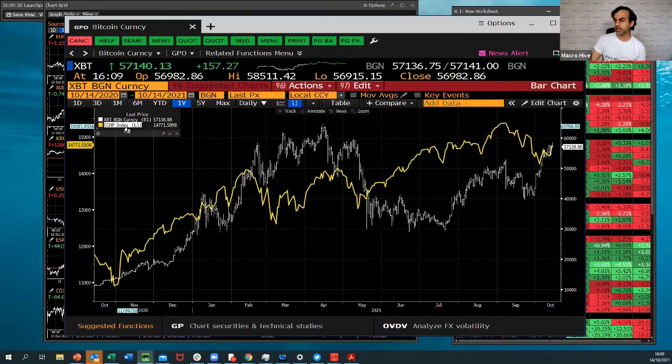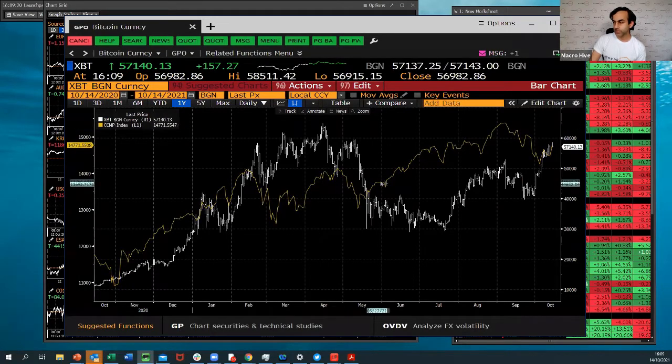So you see that in general, they kind of move together, but not perfectly. So for example, June, July, NASDAQ was rallying quite significantly, but Bitcoin was not rallying. It was initially weakening, and only later did it start to rally. So there's kind of a broad relationship between tech stocks and Bitcoin, but it's not perfect.